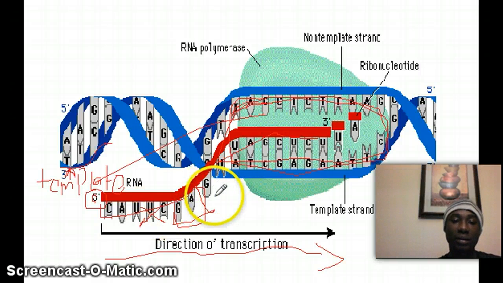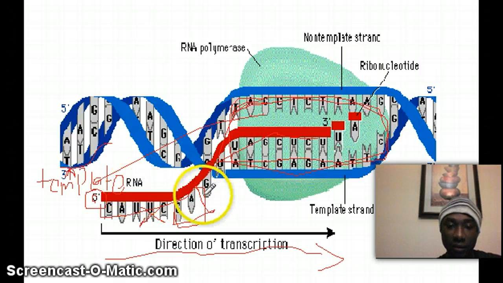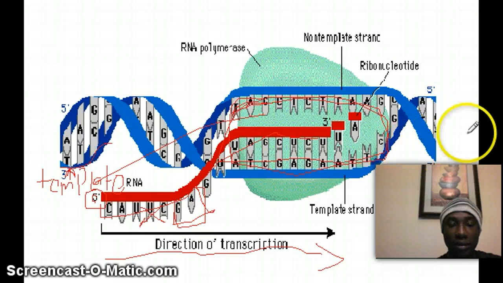Together with splicing, once all of this occurs, the pre-RNA will become mRNA, and will be released out of the cell for translation.